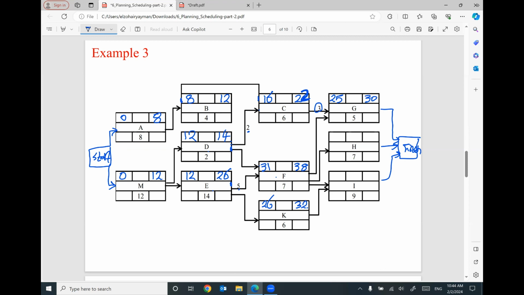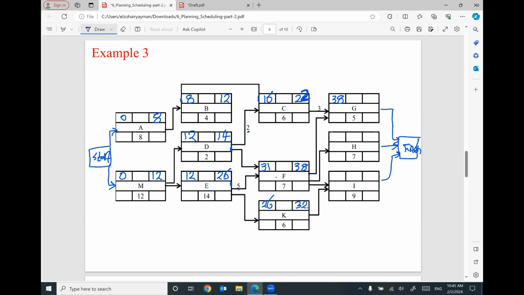For H, it's a direct. I have a mistake here. Wait. Because activity G has two arrows, I have to respect both of them. This one will give you 25, but with F, this one will give you 38. The start of G will be at 38 with respect to F. The start of G will be 25 with respect to C. Which one am I going to use? I'm going to use the biggest number, 38.